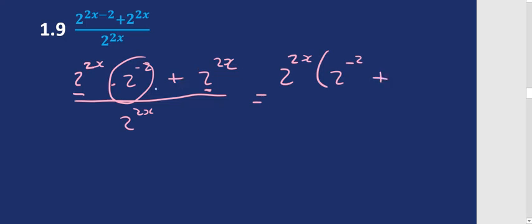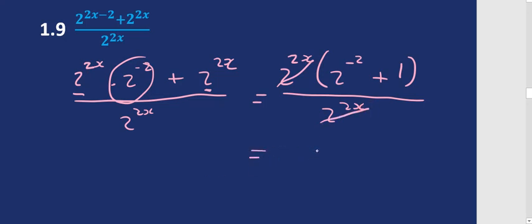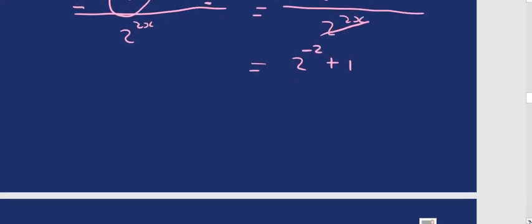And of course, 2 to the 2x goes into 2 to the 2x once. The 2 to the 2x in the numerator will cancel out the 2 to the 2x in the denominator. So we are left with 2 to the negative 2 plus 1. Simplify this further. Remember, to get rid of the negative, we put the base and the exponent over 1. Of course, this is 1 over 4 plus 1, which, if we want to simplify, we can just put over 1.